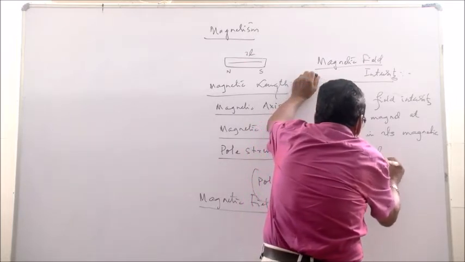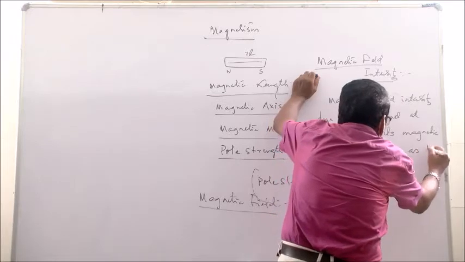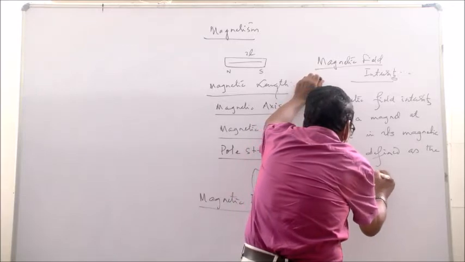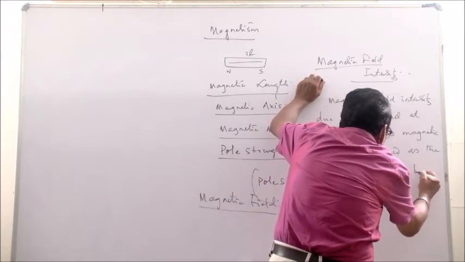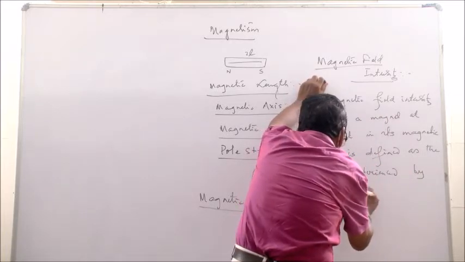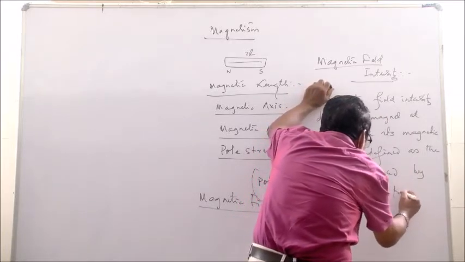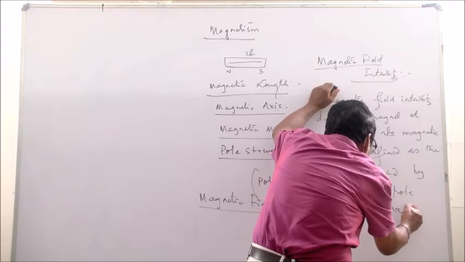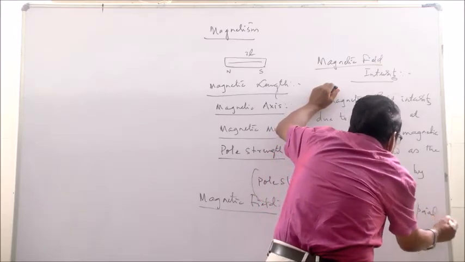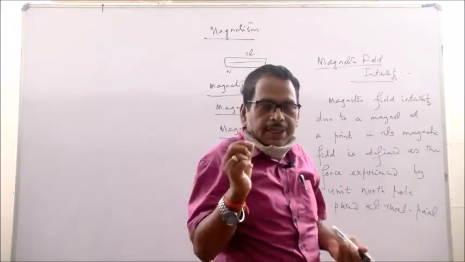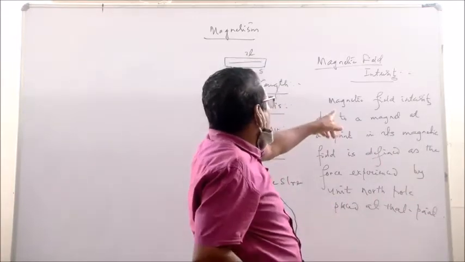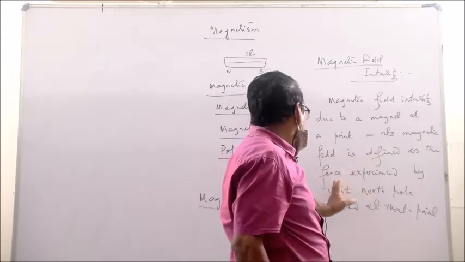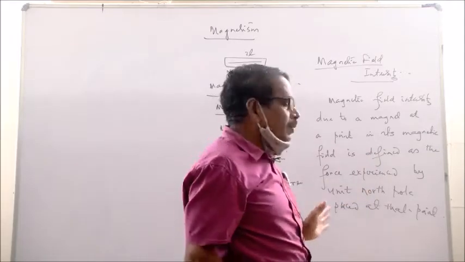It is defined as the force experienced by unit north pole placed at that point. You place a unit north pole at that point. Actually, a unit north pole is not possible, so in that case a very small magnet, a little magnet, is taken. So, magnetic field intensity due to a magnet at a point in its magnetic field is defined as the force experienced by unit north pole placed at that point.